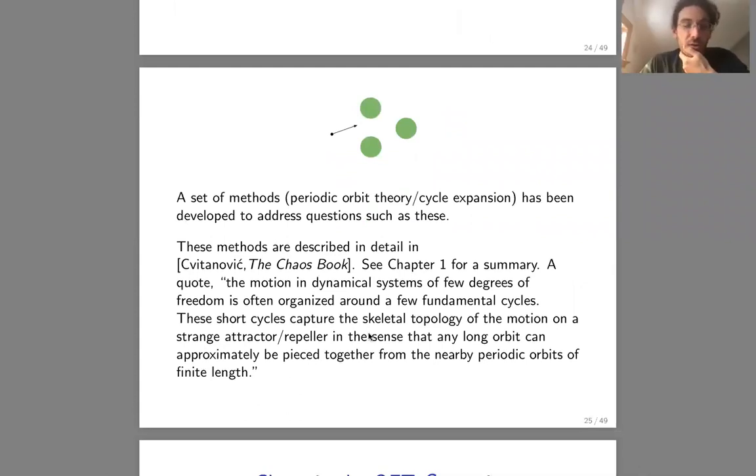Good. And so this large community that worked on this in the 80s and 90s developed a set of methods, periodic orbit theory and cycle expansion, which address questions such as these. This quantity gamma, the escape time, is an experimentally measurable quantity. And so I think it's far more useful than a Lyapunov exponent, which you're not measuring experimentally.